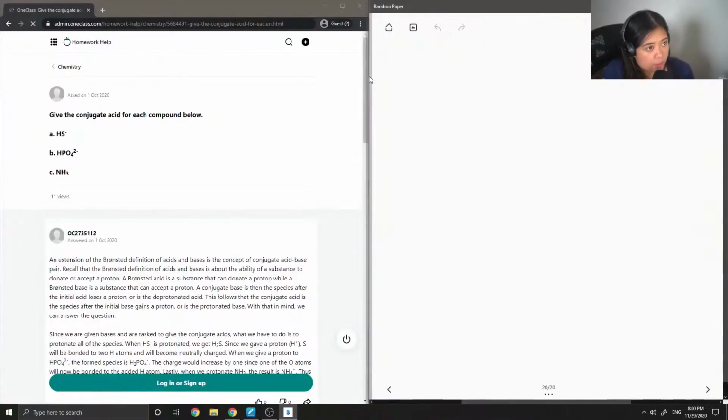Okay, so on to question 7. Give the conjugate acid for each compound below.